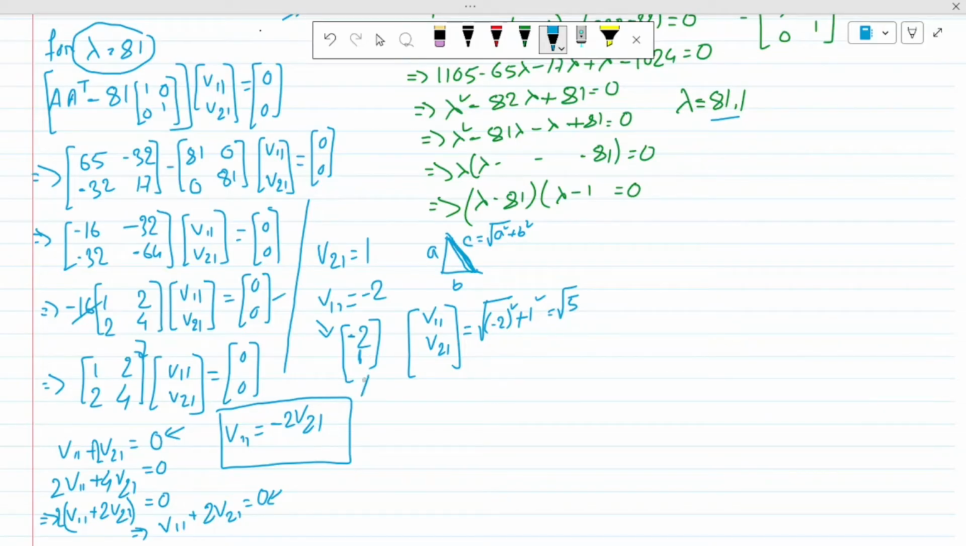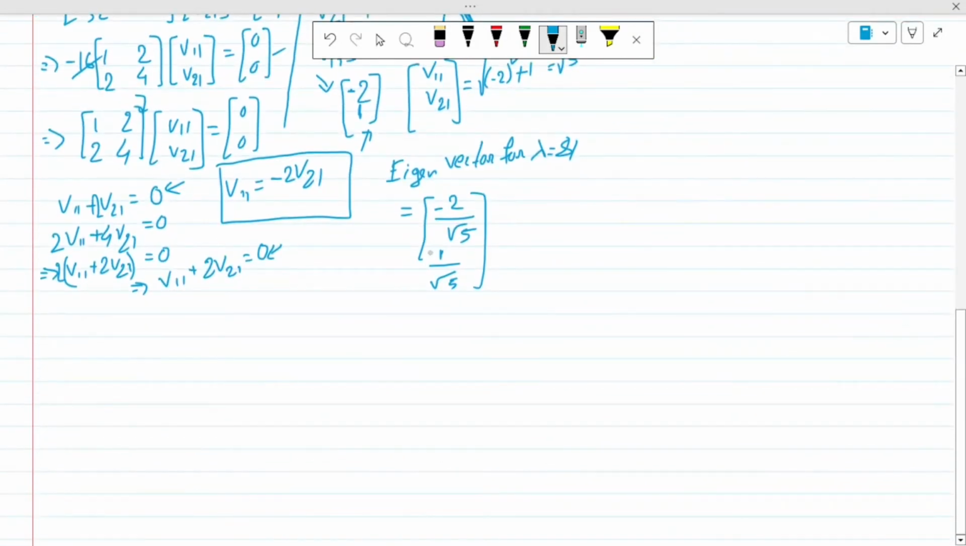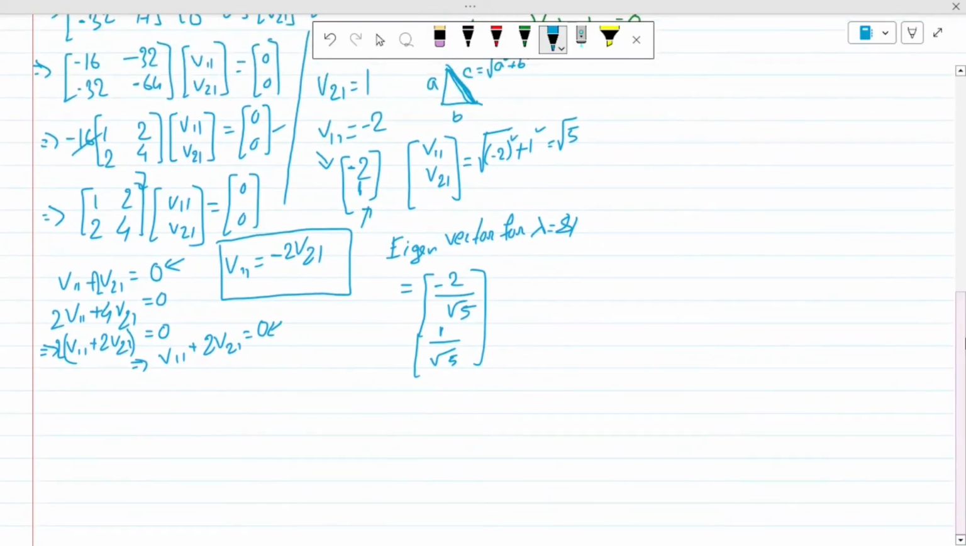So now whatever we got, from here we have to divide it by the length of the vector. So let's formally write the eigenvector for lambda equal to 81. What we get is minus 2 divided by root 5, and then you have 1 divided by root 5. So this is the eigenvector for the lambda value of 81. So similarly we can find the eigenvector for lambda equal to 1.